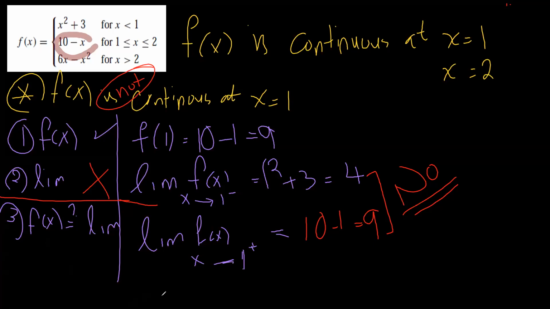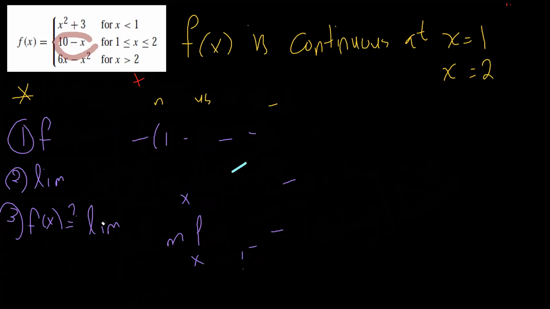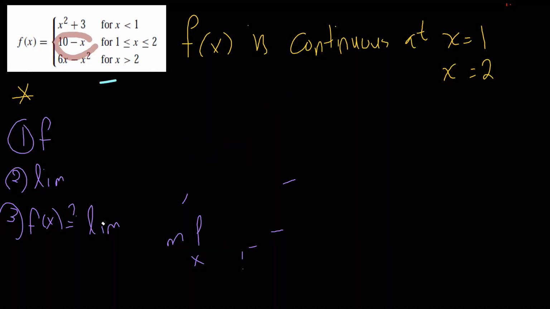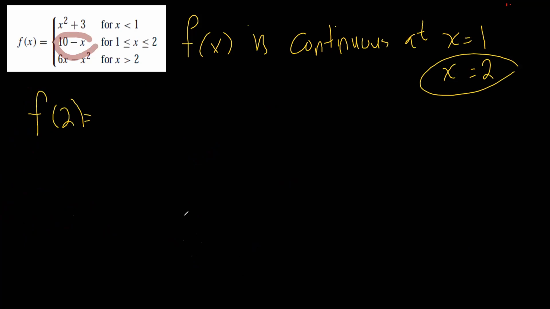Let's see now the second one. Now, I want you to check if f of x is continuous at x equal 2. Let's see now at x equal 2. Let's find f of 2. Which function do I have to use, the second or the third one? The second one, thank you. So I have to say 10 minus 2 equal 8. So the function is defined.